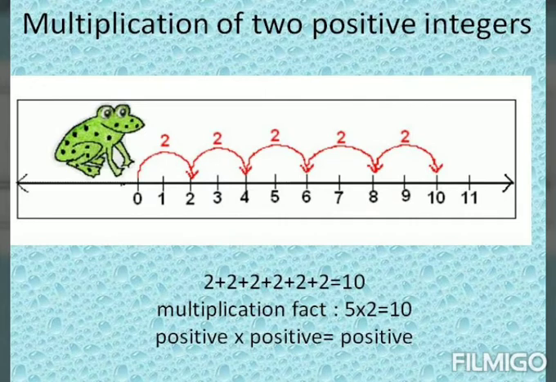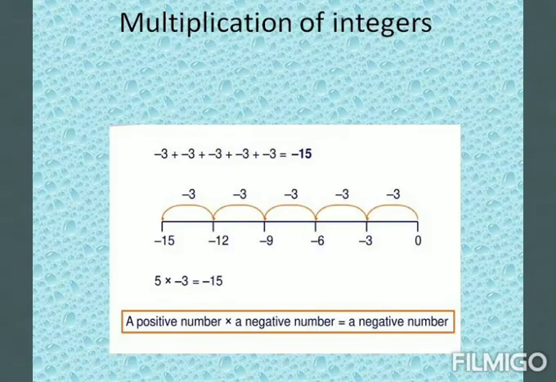Using the number line we can easily find. But for finding the largest number we cannot use the number line. So in that case we are using the rule that positive into positive is equal to positive. Normal multiplication. Next we are going to multiply a positive integer and a negative integer using the number line.